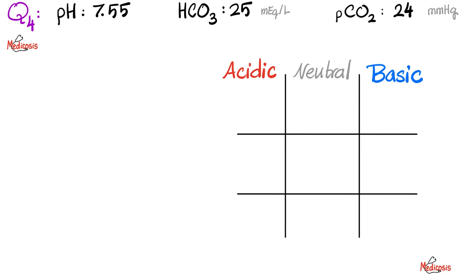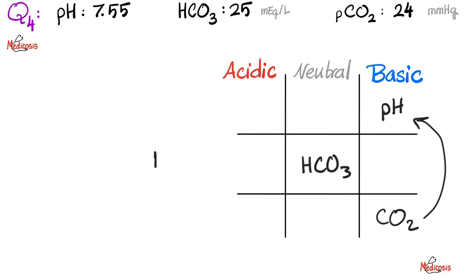Same question using tic-tac-toe. This pH is high. High pH is a basic thing. We're going to put it here. This bicarb is normal, which means neutral. Bicarb goes here. And this carbon dioxide is low. The acid is low. Low acid is a basic condition. So therefore, who caused the high pH? The lungs did. Therefore, we're going to call this respiratory alkalosis.